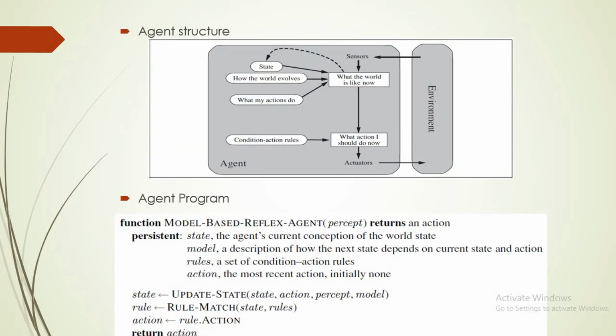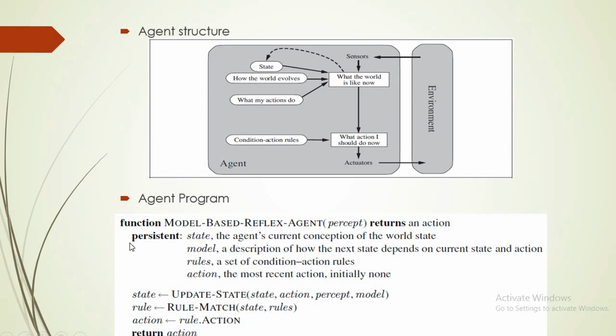So this is the structure. It's quite similar to the reflex agent in that the sensors interact with the environment. This one will represent the internal state: what is the world like now? But the difference is that there is a state, how the world evolves, and what my actions do. The agent now has all this information as part of it, and the condition-action rules. So most of this is similar, but this one incorporates these items.